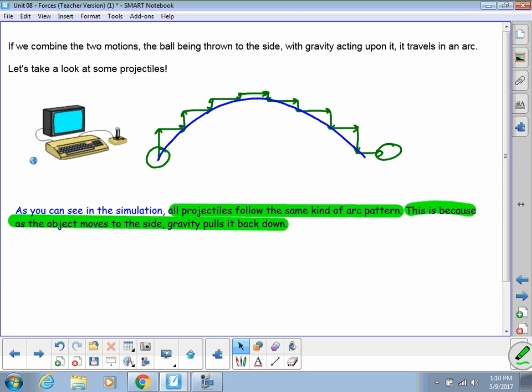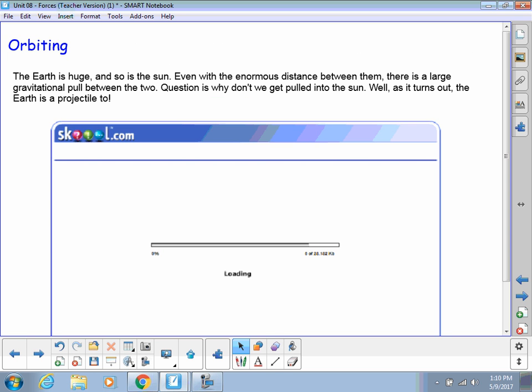Now, on Earth, when we throw these things, they don't travel very far before they eventually hit the ground again. But what if you could take something and throw it so fast that this arc that we observe for the projectile matched the curvature of the Earth? Then what would that look like? Well, it would look like something that is orbiting.